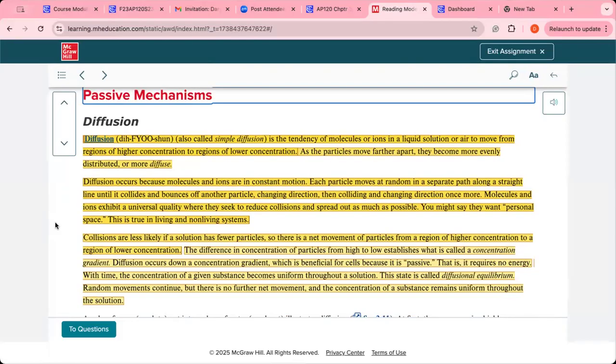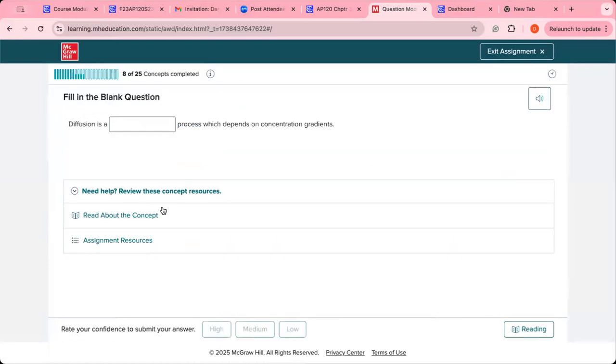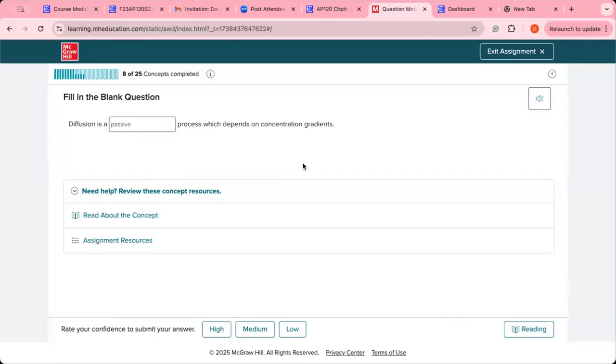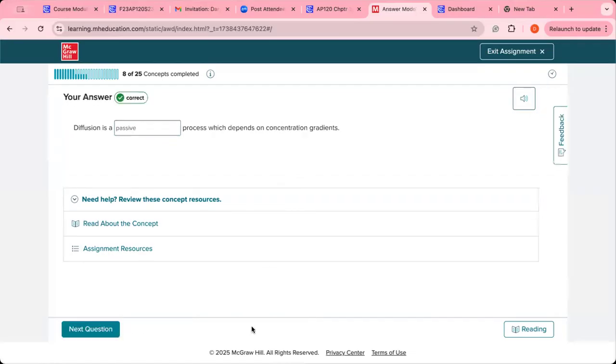So they're passive. I think that's the word they're looking for. It's passive. Diffusion is passive. A passive process. Two S's. P-A-S-S. All right, there we go. There you go. Passive.